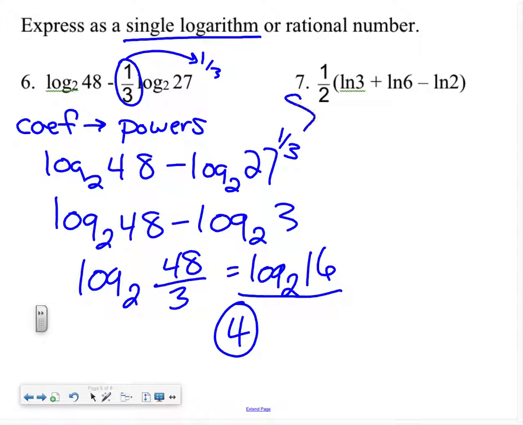So here's the nice thing with number 7 here. Coefficients become powers, but we'll deal with that in the end. I want to deal with the thing in the parentheses first. We better use PEMDAS, right? Parentheses first. So do we have a rule for sum?